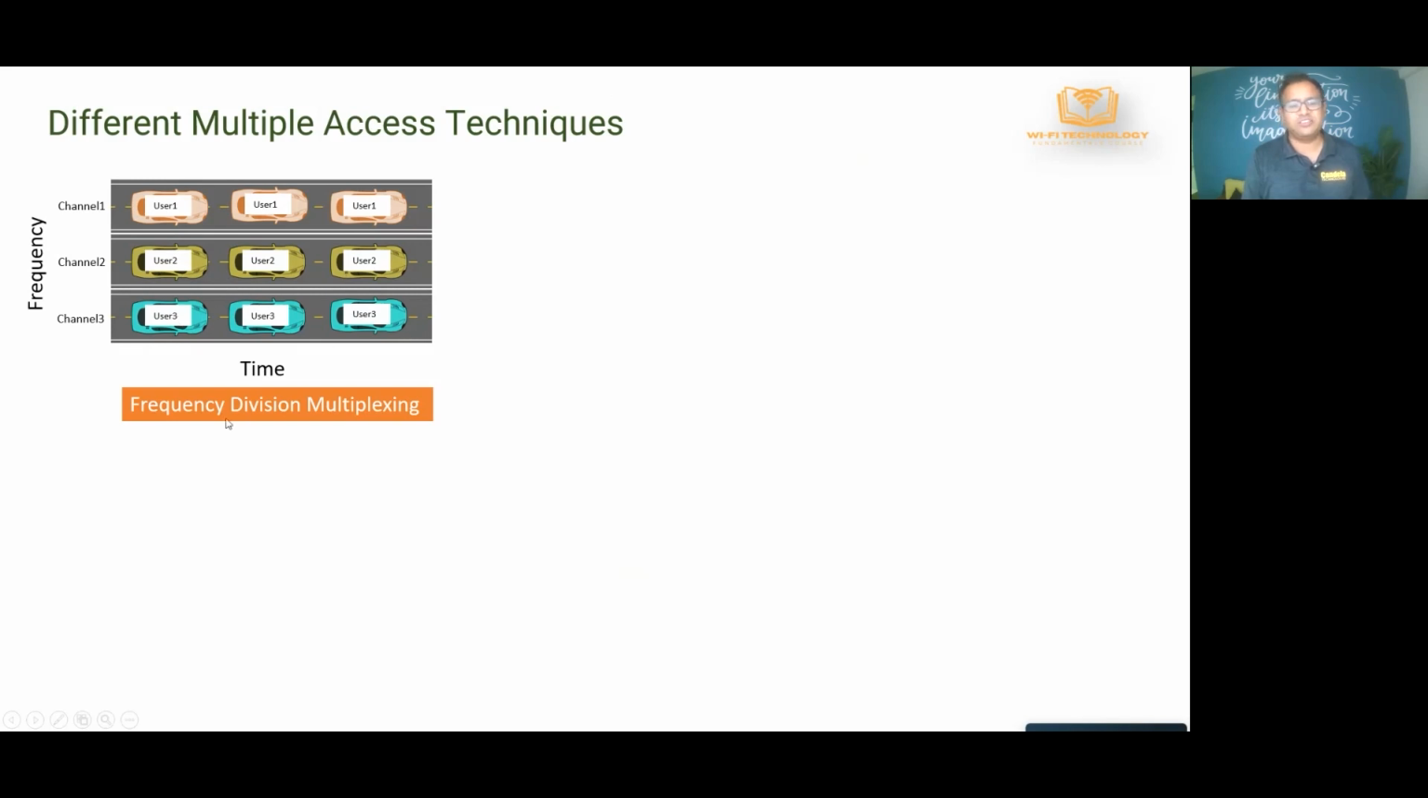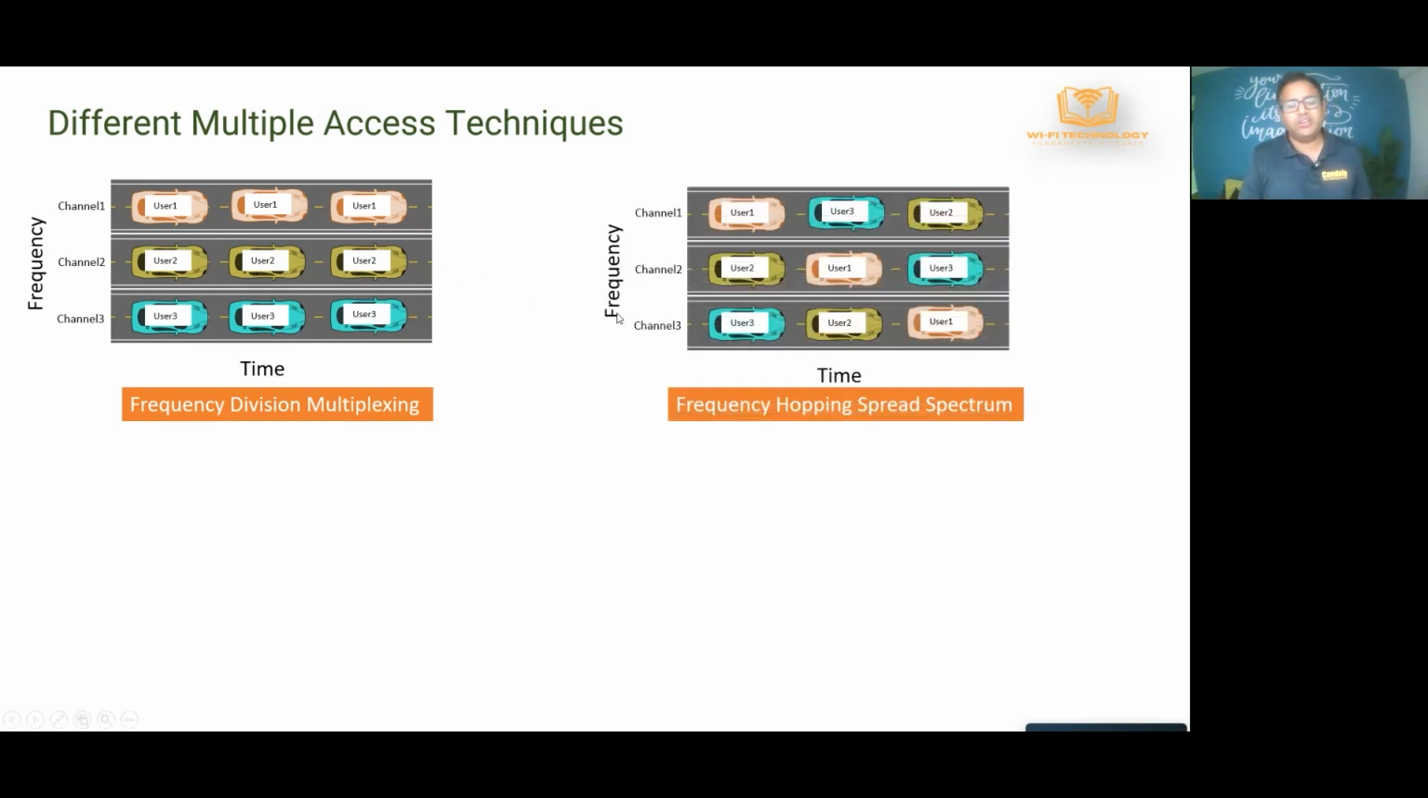That is the standard frequency division multiplexing, which is used by AM FM radio example I was talking about. The user uses only that channel and no one else uses the channel, so there is no interference. So that's the standard frequency division multiplexing model. The disadvantage of this model is that it's not very secure.